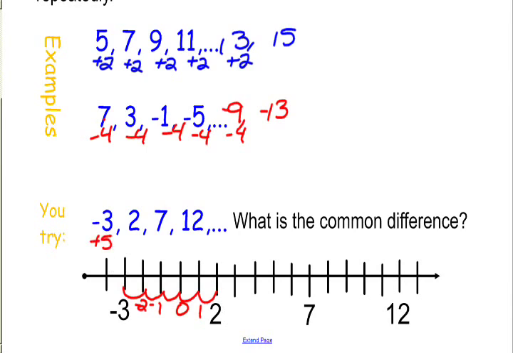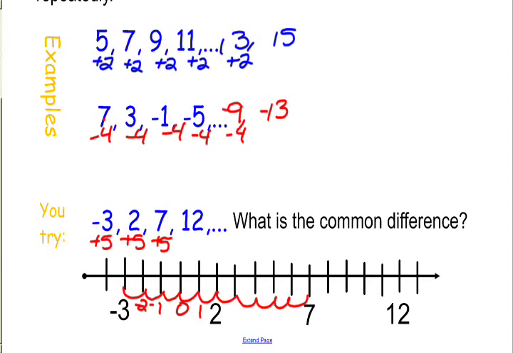The pattern is to add 5. Let's see if that holds true. 1, 2, 3, 4, 5. To go from 2 to 7, I added 5. And from 7 up to 12, I added 5. The common difference, or the common number that I need to add, is plus 5. And that is the difference between each of those two numbers, plus 5.